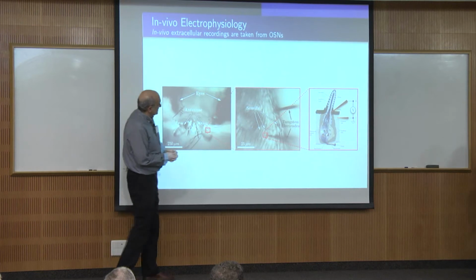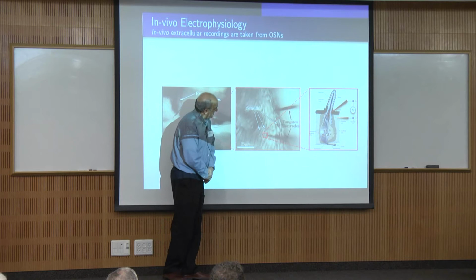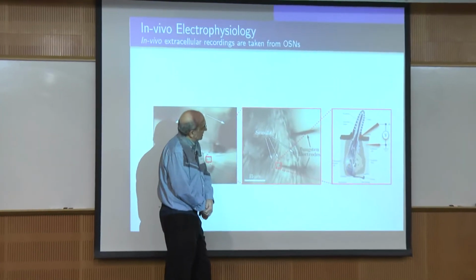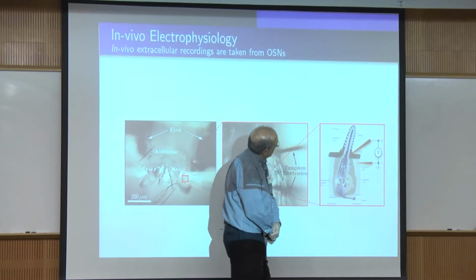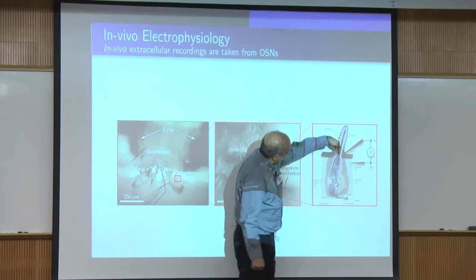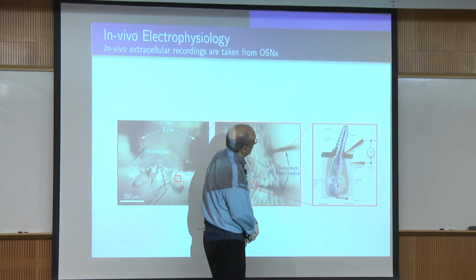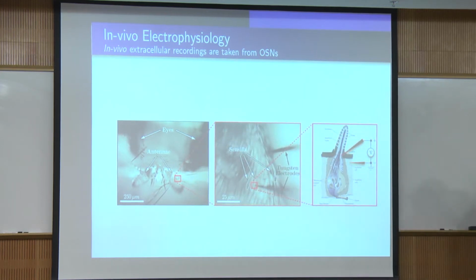So what we're interested in is basically doing recordings of the olfactory sensory neurons, and we do this with some tungsten electrodes. So essentially, if we implant this electrode here very close to the soma of these neurons, we can get a near field potential, and then we can see spikes.